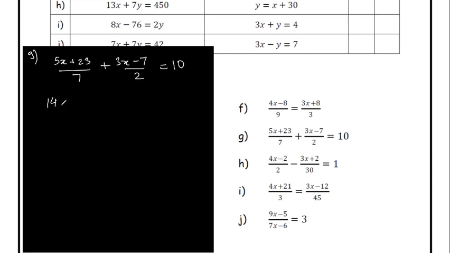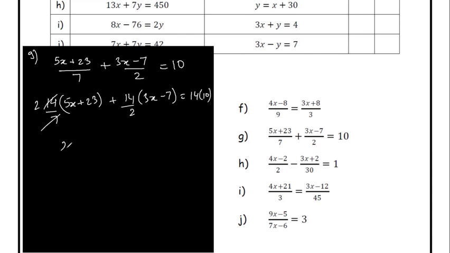So this time I write down 14 because it's not just two expressions, it's the third 10 out here as well. So you might end up making mistakes. So this is what we get: 14 by 7, 5x plus 23, plus 14 by 2, 3x minus 7, and then 14 tens are 140. I'll just put that in bracket like that.